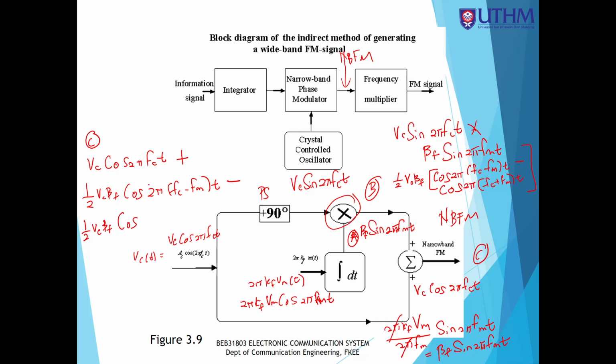cos 2 pi FC plus FM. So you dapat seperti double sideband full carrier. Okay, you ada carrier component, ada lower sideband dan juga ada upper sideband. Okay. So ini penting kelas, you kena tahu yang ini cara buat yang ini. So inilah dia narrowband FM yang saya dapat ni adalah narrowband FM.